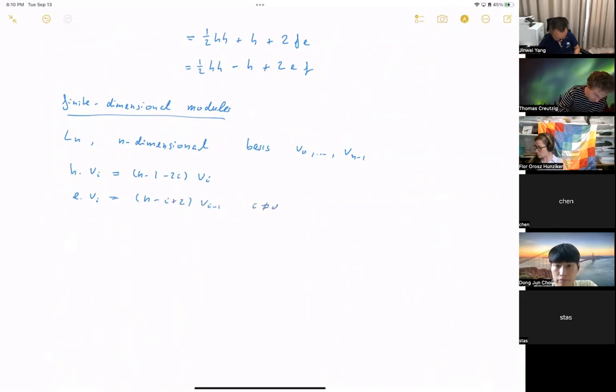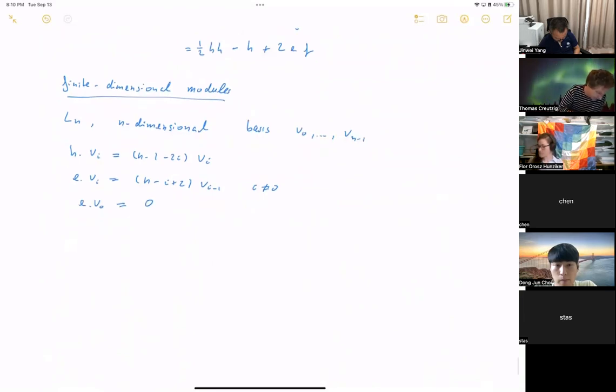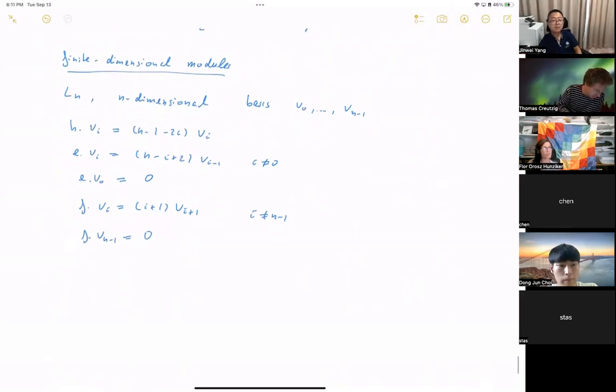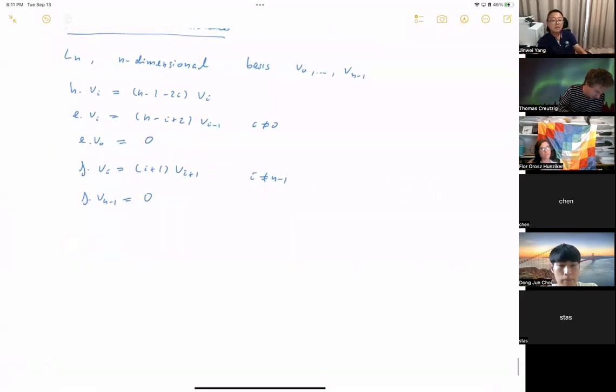So this is if i is not equal to zero, and we make v zero the highest weight vector, so it's annihilated by e, and f maps v_i to (i+1) times v_{i+1}, and then the last vector v_{n-1} is the lowest weight vector. So you can quickly check that this gives you the n-dimensional irreducible representation of SL2. Okay, this is the warm up.